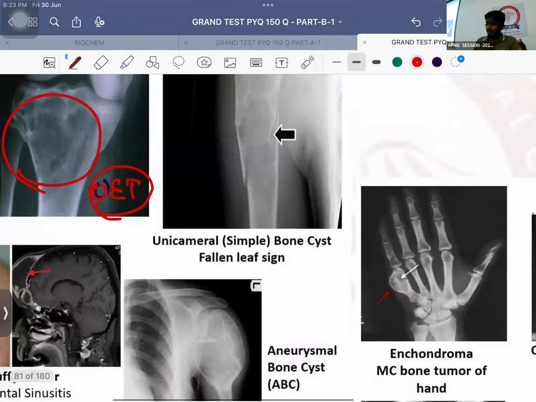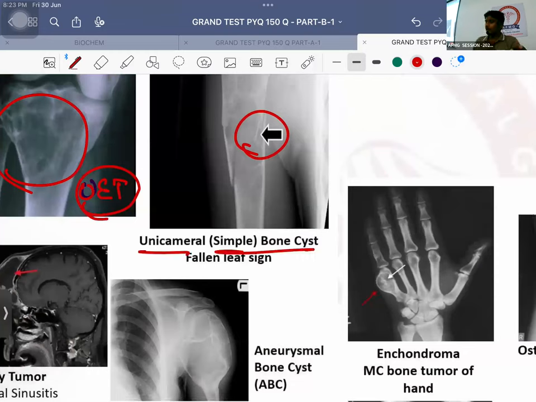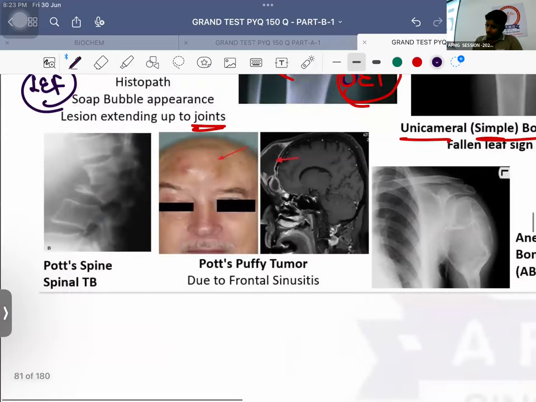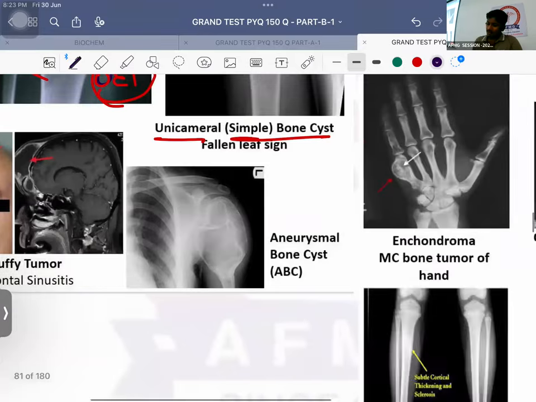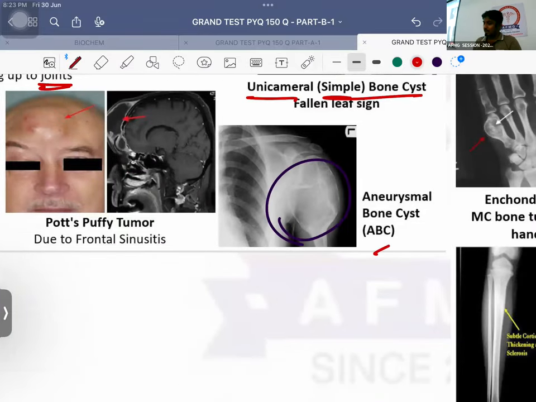Next, what is this sign? Unicameral or simple bone cyst. Fallen leaf sign, also known as trap door sign. No issues with this. And what is this classical appearance again? Soap bubble appearance. But this time it is seen in aneurysmal bone cyst, which is commonly seen in the upper end of humerus. Metaphysis or epiphysis? Metaphysis then. Okay, so that's the difference. No issues with this. And this is commonly seen in patients between 10 to 20 years of age group. So that's the basic difference again.